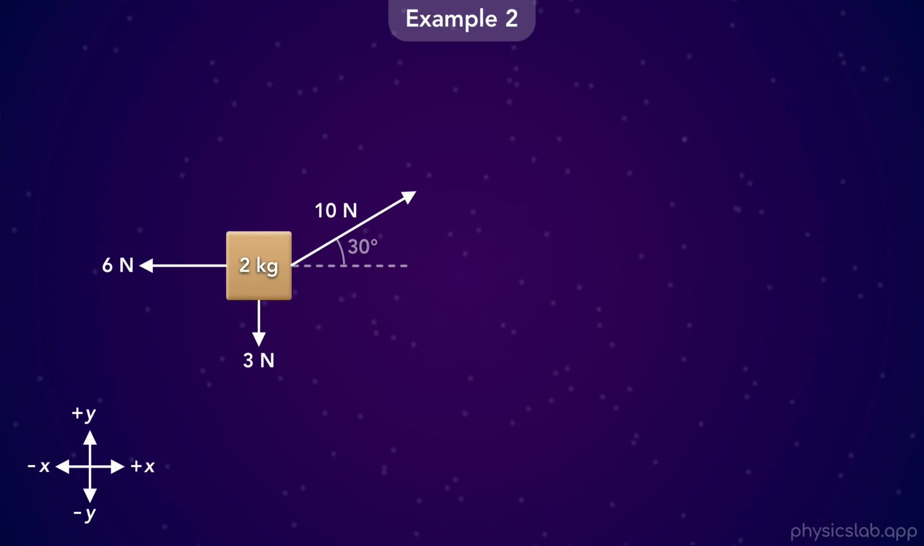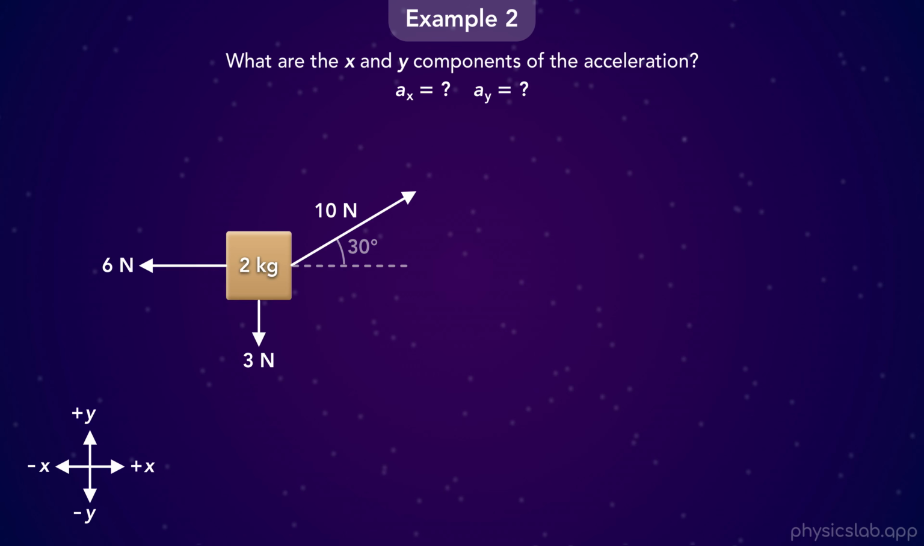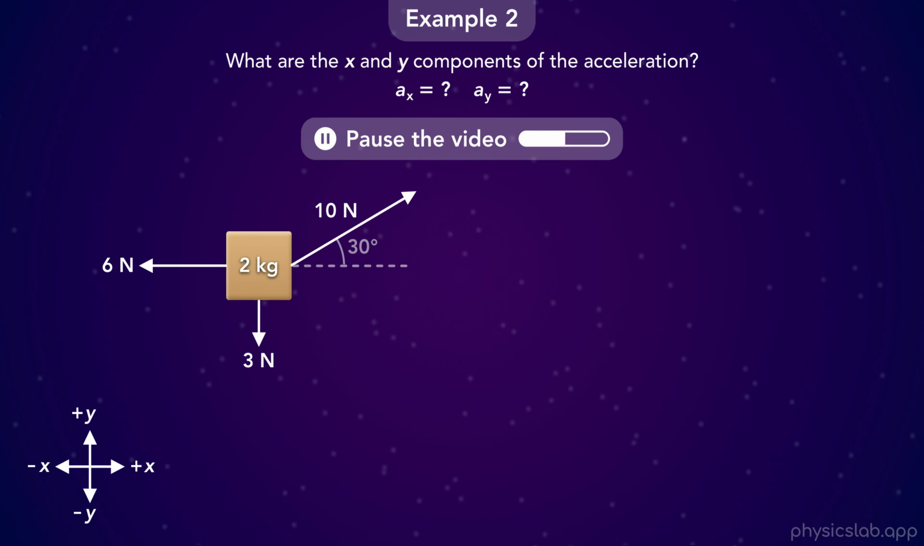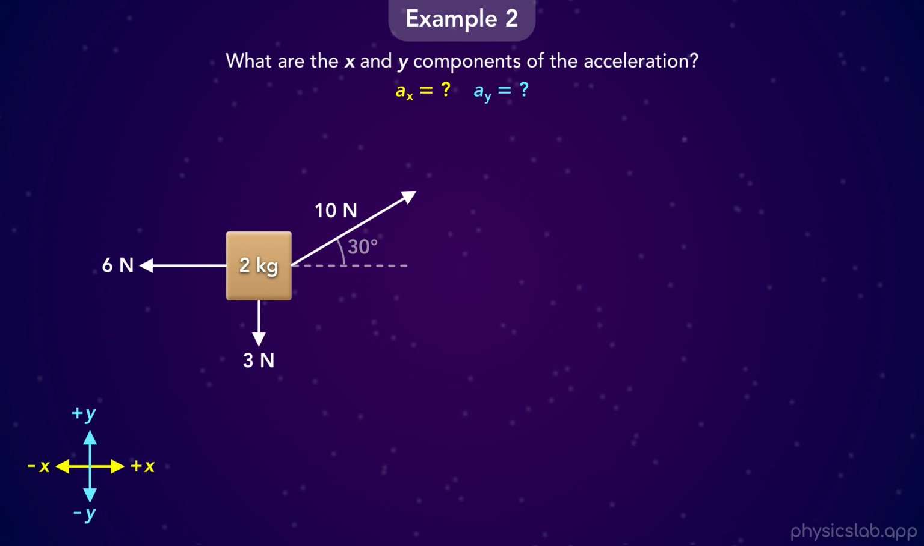Now let's look at one more example. Here we have a 2 kilogram box with 3 forces acting on it, but the 10 Newton force is at an angle. So how would we find the x and y components of the acceleration? We're still going to use the same coordinate system, which means the 6 Newton force is in the negative x direction, and the 3 Newton force is in the negative y direction.